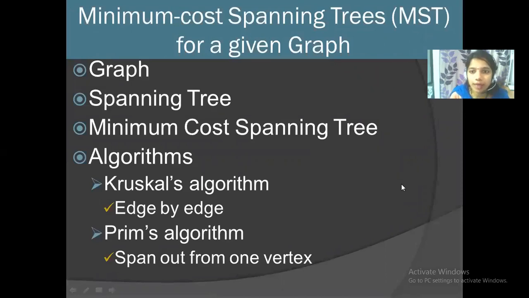Before going into depth about minimum cost spanning tree, let us discuss some of the topics: graph, spanning tree, minimum cost spanning tree, algorithms. In the algorithms, we will discuss two types: Kruskal's algorithm and Prim's algorithm. These algorithms are mainly useful to find the shortest path between source and destination.